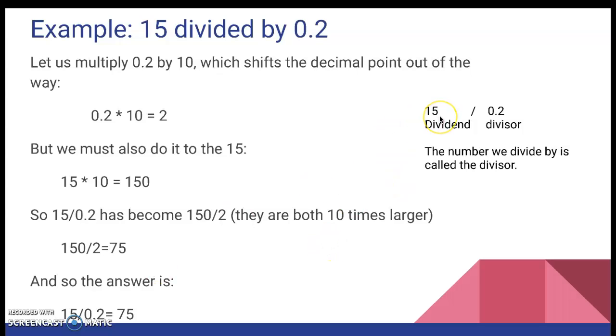Side note, when we are dividing, the number that is on top is called the dividend, and the number we are dividing by is called the divisor. So we can think of it this way. If 0.2 was on this side and 15 was on this side, then 15 would be the divisor and 0.2 would be the dividend. It's the place they're in, not which number. It doesn't matter if you switch numbers, the names depend on where they are.